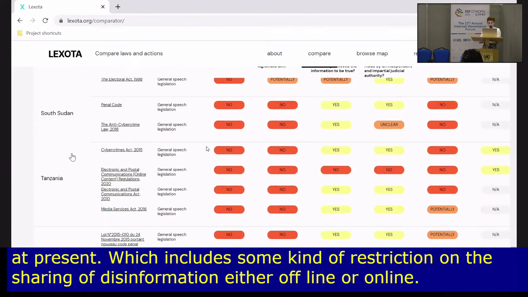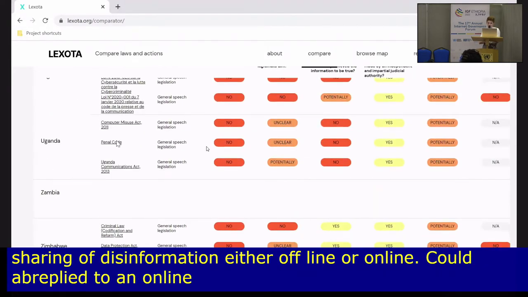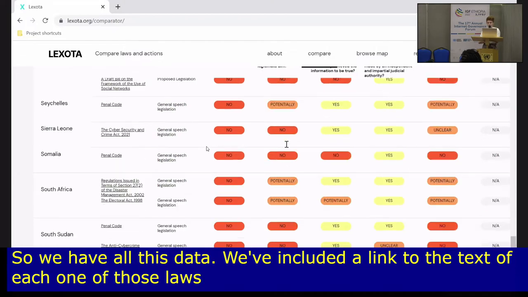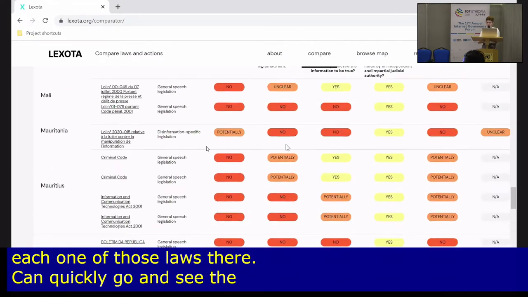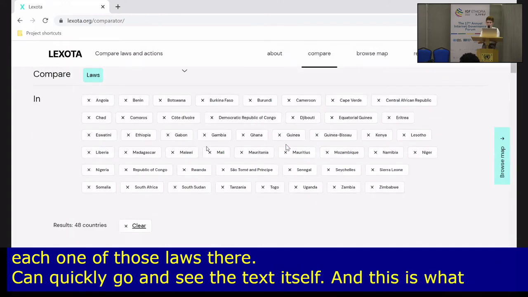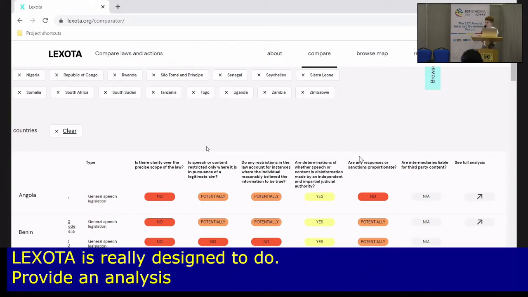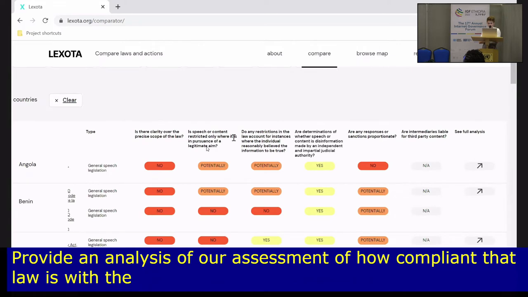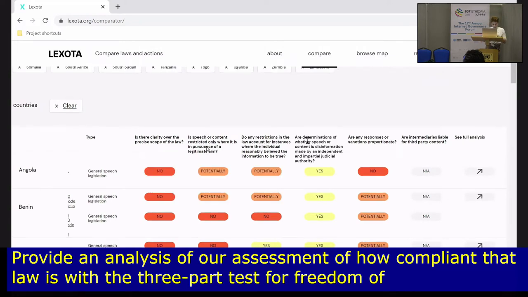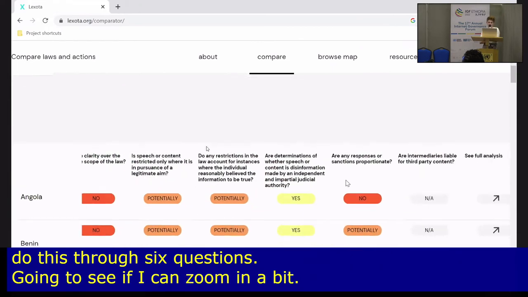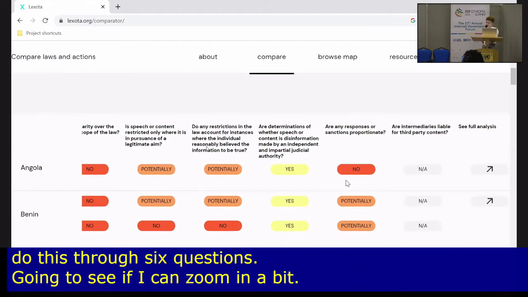So we have all this data. We've included a link to the text of each one of those laws there, so users can quickly go and see the text itself. But we also include, and this is what LEXOTA is really designed to do, an analysis of our assessment of how compliant that law is with the three-part test for freedom of expression. And we do this through 6 questions. I'm just going to see if I can zoom in a bit. Great, yep. So we do this through a framework of 6 analytical questions that we apply to every single law.